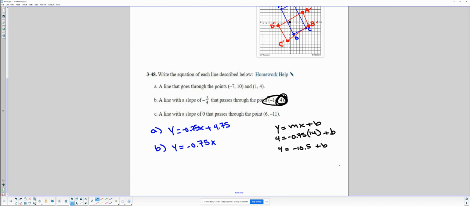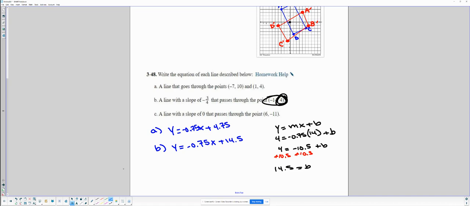So what you got to do is you have to do inverse operation again. You have to add 10.5 to both sides. And you will finally end up with 14.5 equals b. So your b value is going to be plus 14.5.